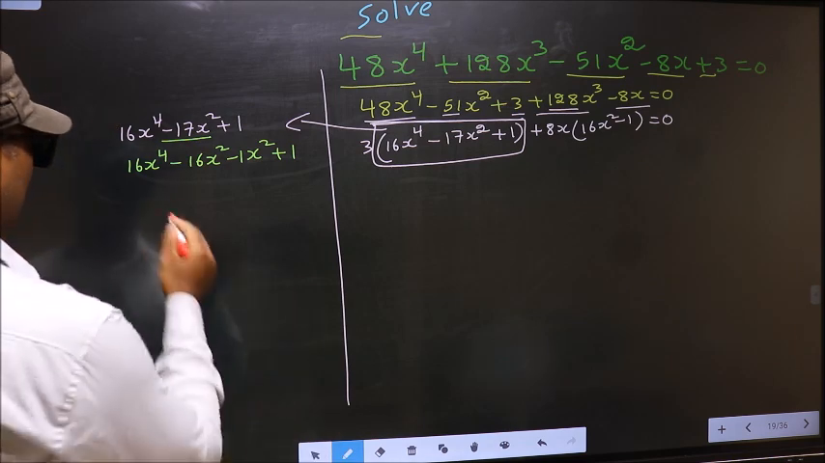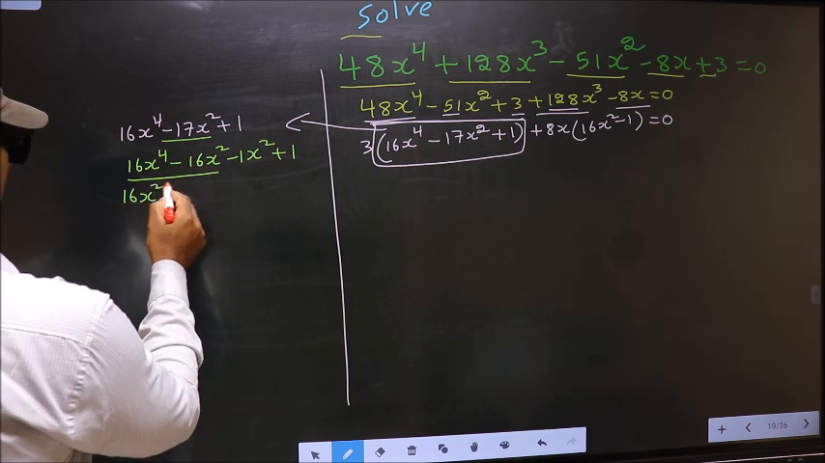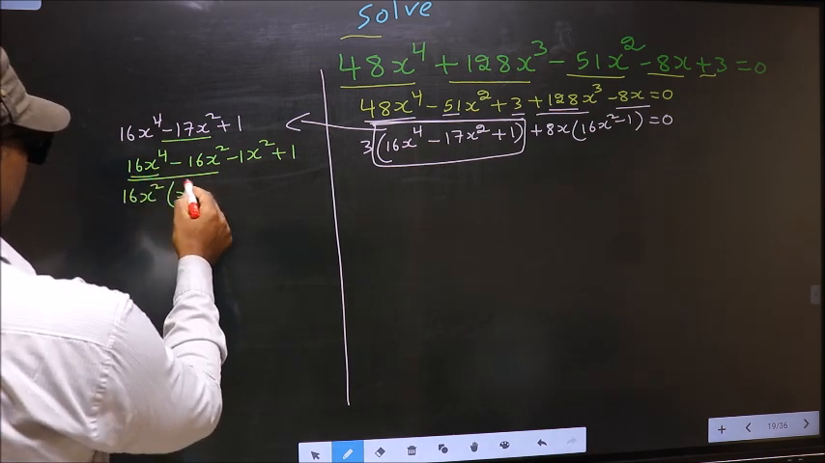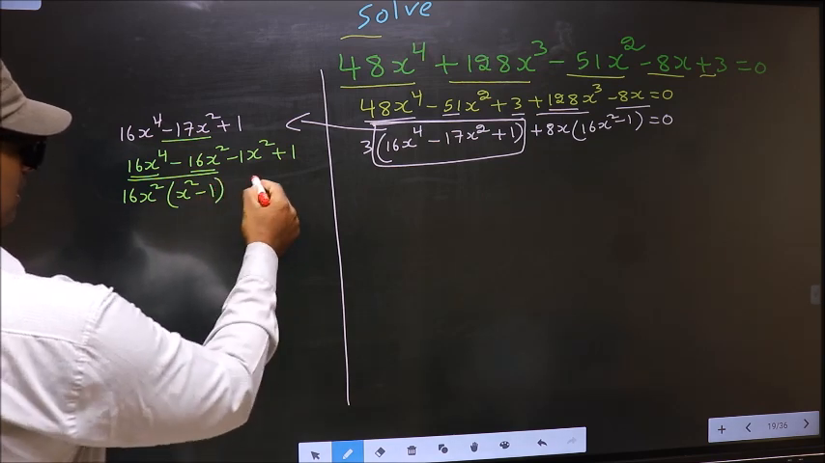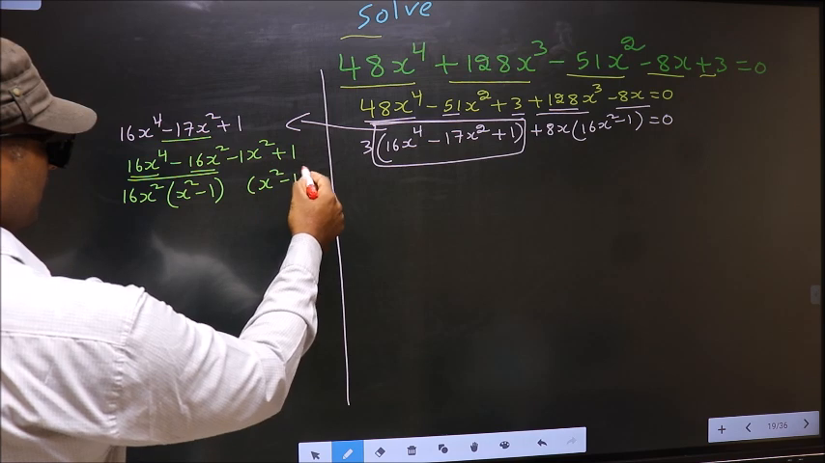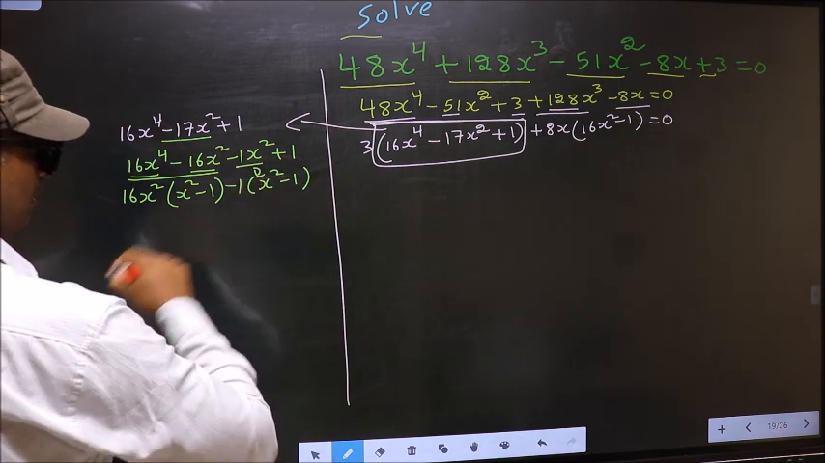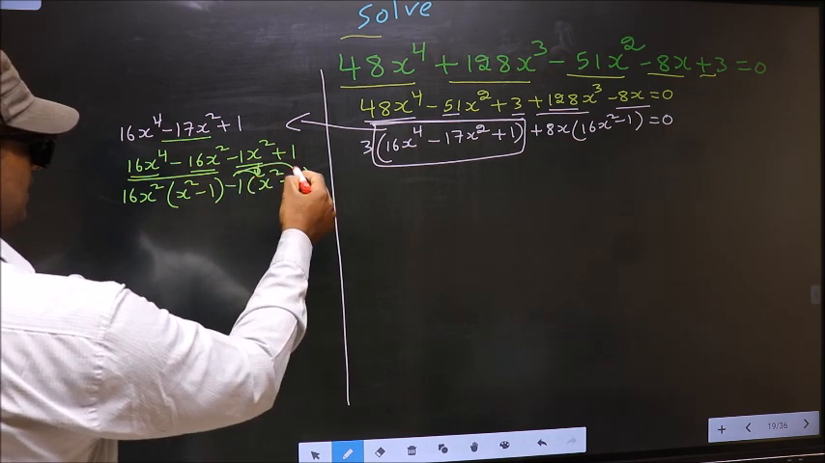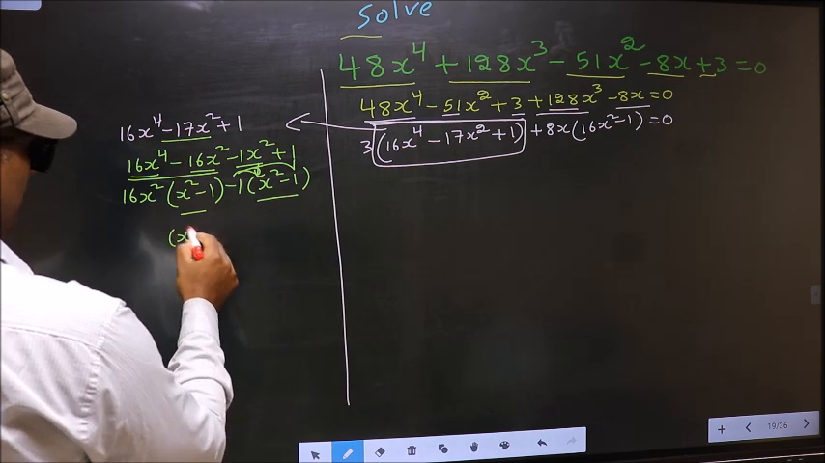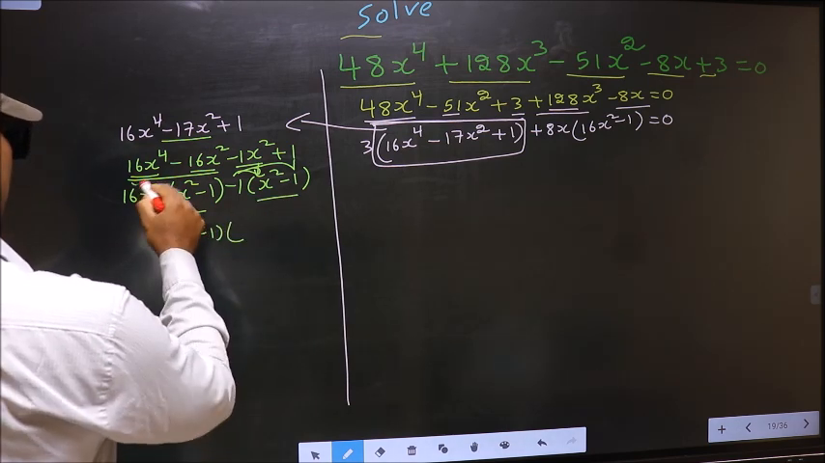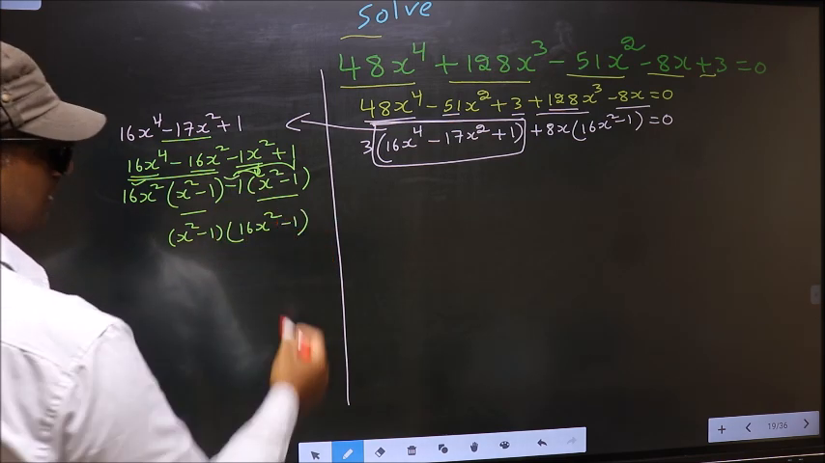Next, from these two terms, what can be taken out common? 16x square. So here you get x square minus, from this 16x square out, you get 1. Now whatever you got here, here also you get the same thing. From this, x square gone inside, outside you get minus 1. Even if you multiply and check, you still get the same thing. Now you take out x square minus 1 common. So here you have 16x square and here minus 1.